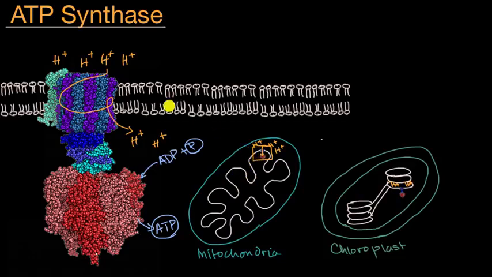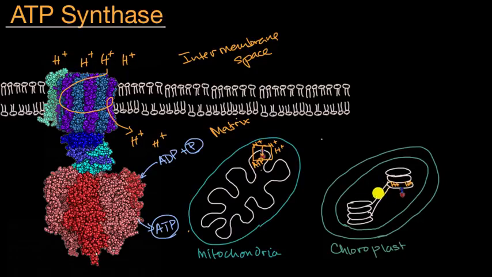So in the case of a mitochondria, this would be the inner membrane. Right over here would be the intermembrane space between the inner and the outer membrane. Intermembrane space. And right over here would be the matrix of the mitochondria. And so as the protons go through, they're able to produce ATP in the matrix.